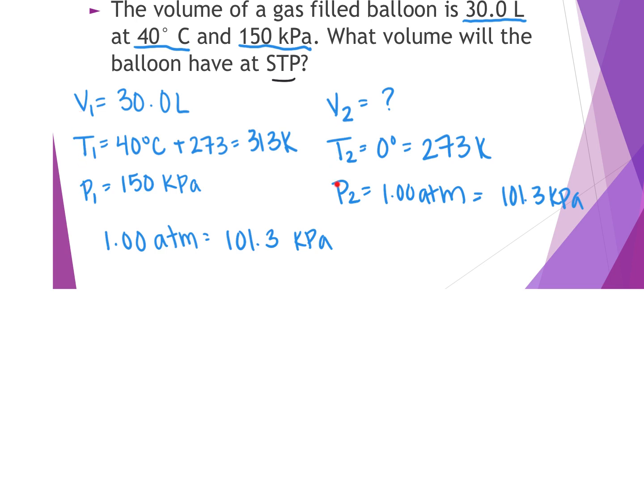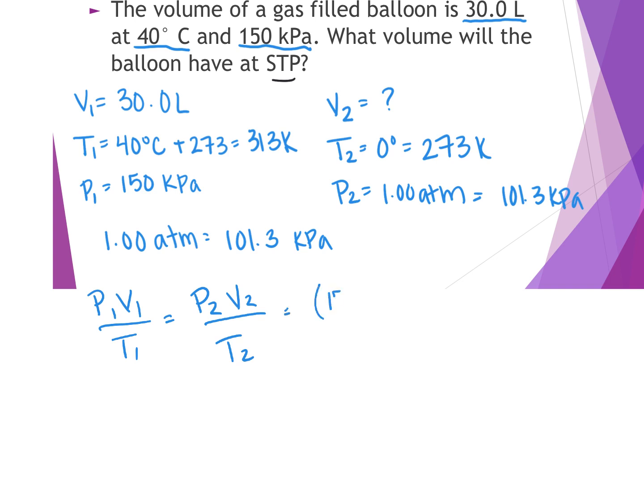Okay, so now you're going to look, what equation do you know that has V1, T1, P1, V2, T2, and P2 in it? Okay, you're going to use that combined gas law. So it's P1, V1, T1 equals P2, V2, T2. Okay, then you're just going to plug your numbers in.